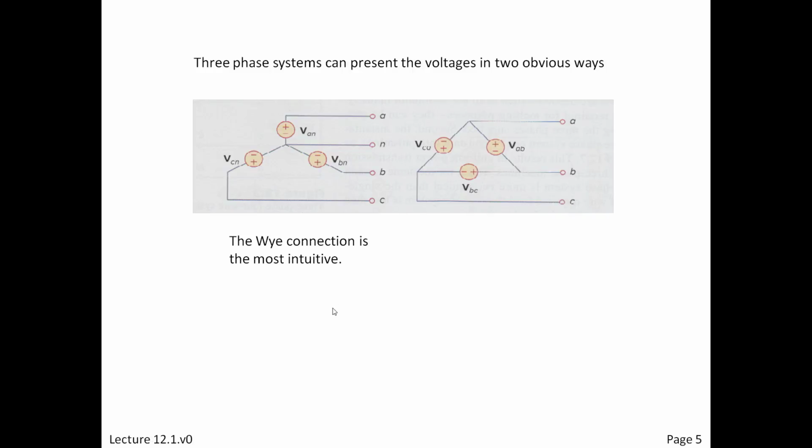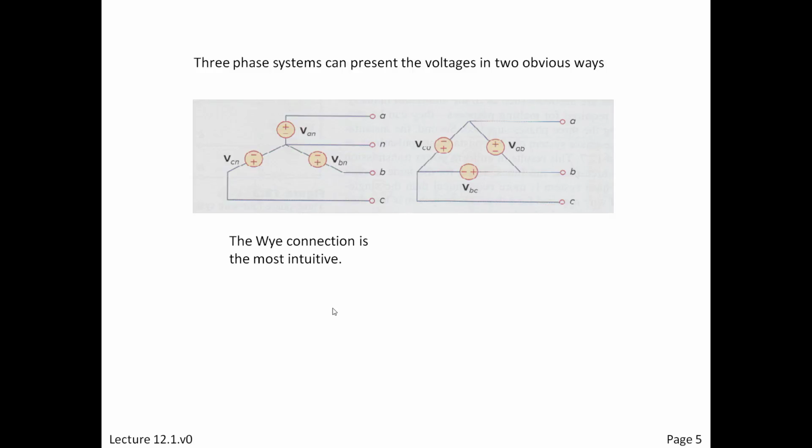A second way to do it is to hook the three generators end to end, positive to negative, positive to negative, positive to negative. And that may seem a little weird because it's like, well, what happened to the neutral then? I kind of lost track of where my neutral is and where my loops are.